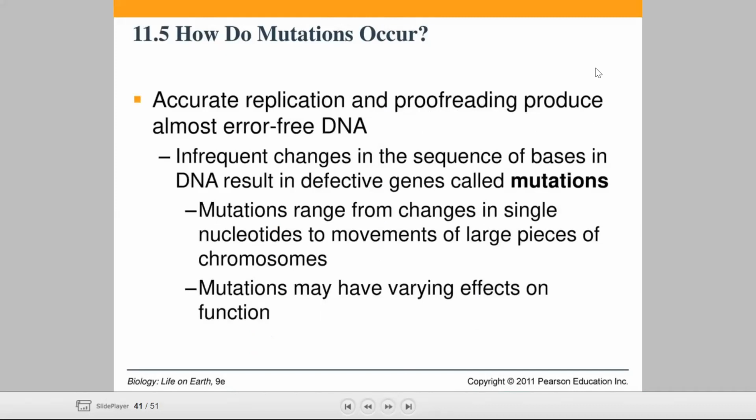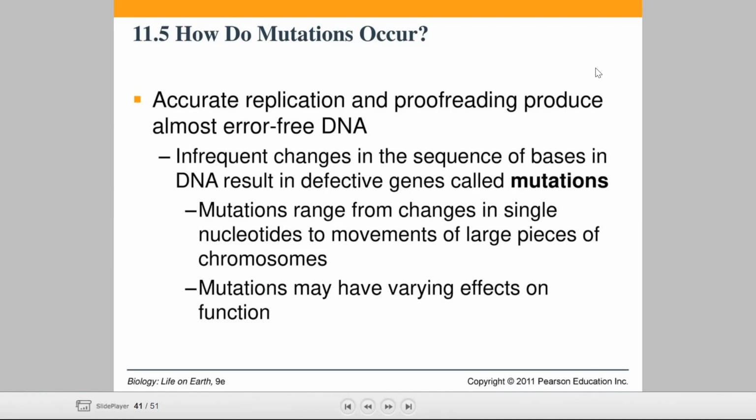Accurate replication and proofreading produce almost error-free DNA. Infrequent changes in the sequence of bases in DNA result in defective genes called mutations. Mutations range from changes in single nucleotides to movements of large pieces of chromosomes. Mutations may have varying effects on function.